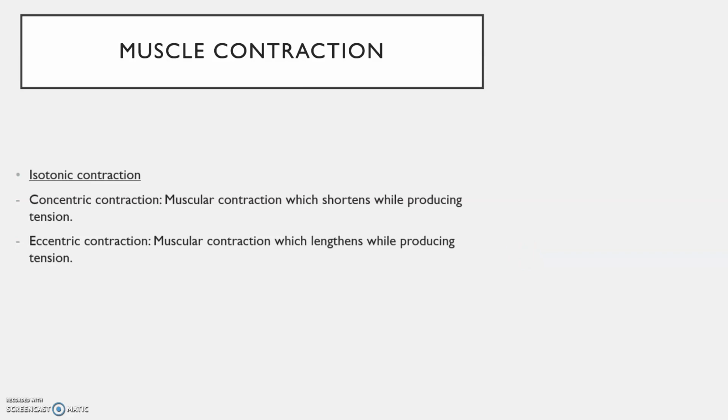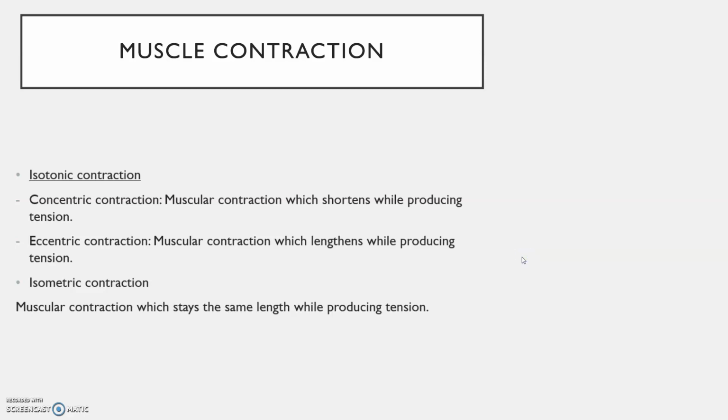The other type of muscular contraction we have is called an isometric contraction, and this is when a muscle contracts but does not change length under tension. So it's when the muscle contracts and stays the same length under tension.